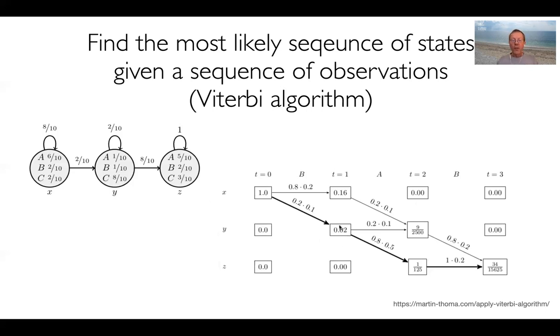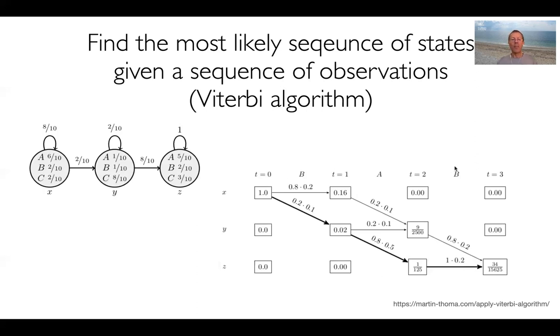But we could also start out in Y and go directly to Z with a transition probability of 0.8 and then emit an A, and that's an emission probability of 0.5. So we can go from Y to Z and emit an A with this probability, multiply it by 0.02, and it turns out this is 1 over 125. So after 2 steps, we have generated a B and an A and 0 probability to remain in X, this much to remain in Y, and this much to be in Z, right?